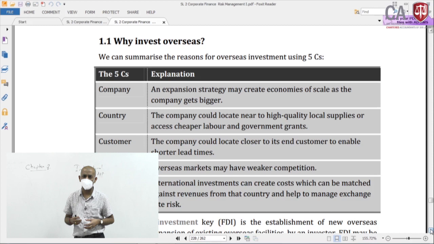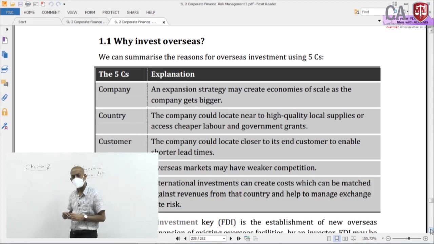Hotels, they have certain people having hotels. So you move into a different area or different country where you can make more money from those countries compared to your products or businesses in Sri Lanka. So this is basically the reason why you are shifting to a different country.